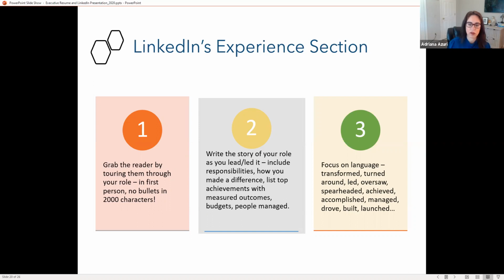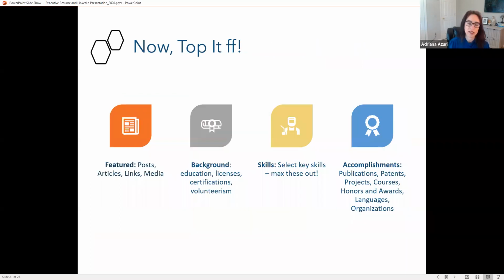And then also make sure that you use some really good language. You transformed, you turned around, you led. Don't talk so much about you as a manager. You had oversight, you spearheaded, you achieved, you accomplished, you drove. Things like that are very important, because that actually exudes your passion. So instead of saying you're passionate, here you can use keywords to actually show them that you're passionate about something, just through those words.